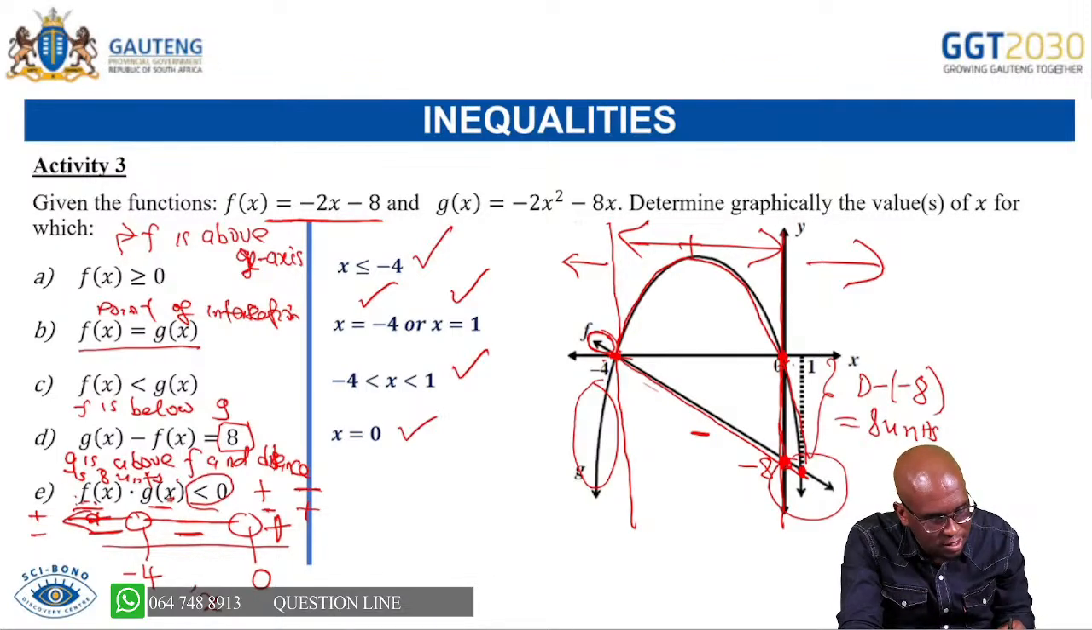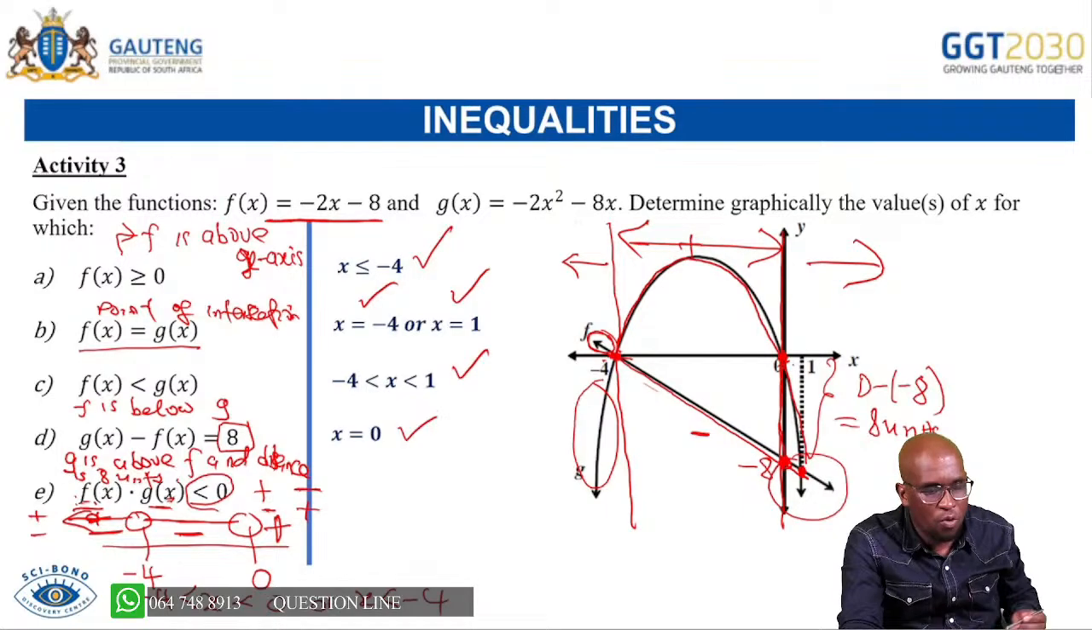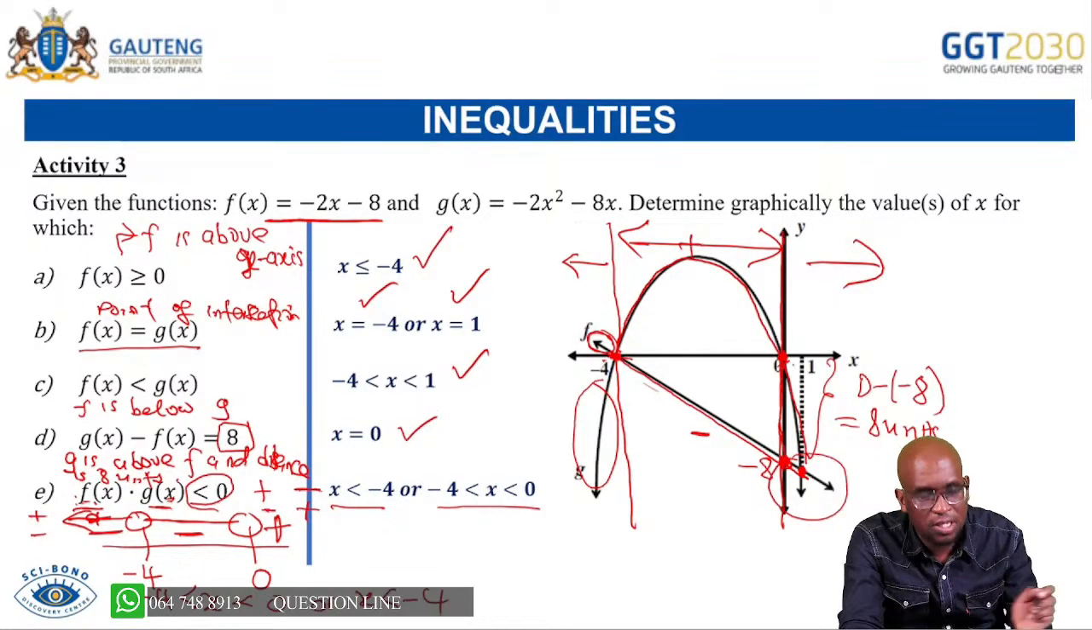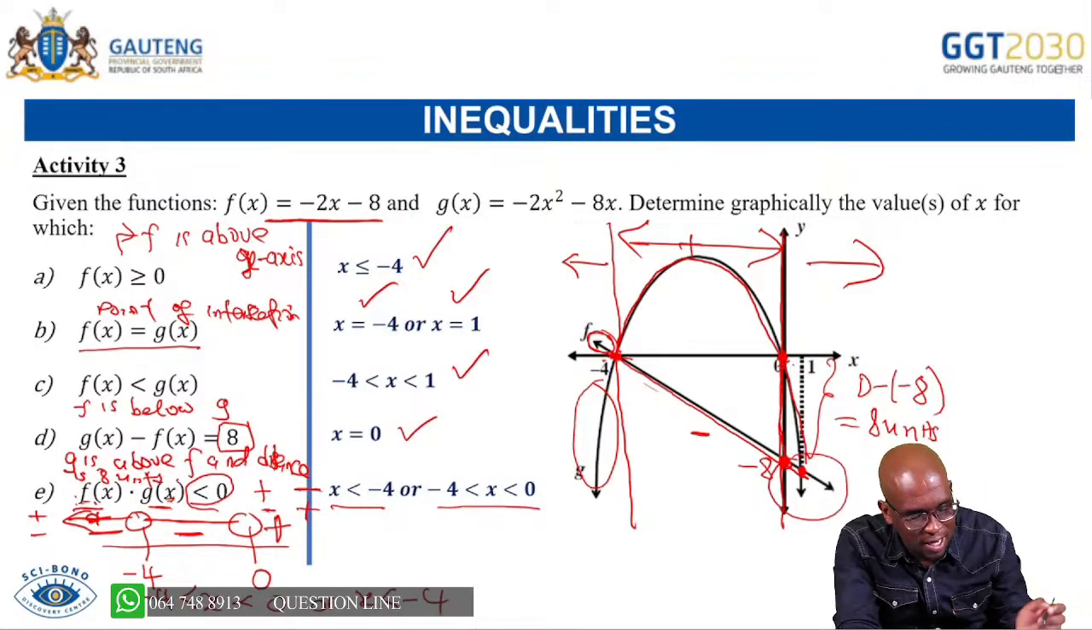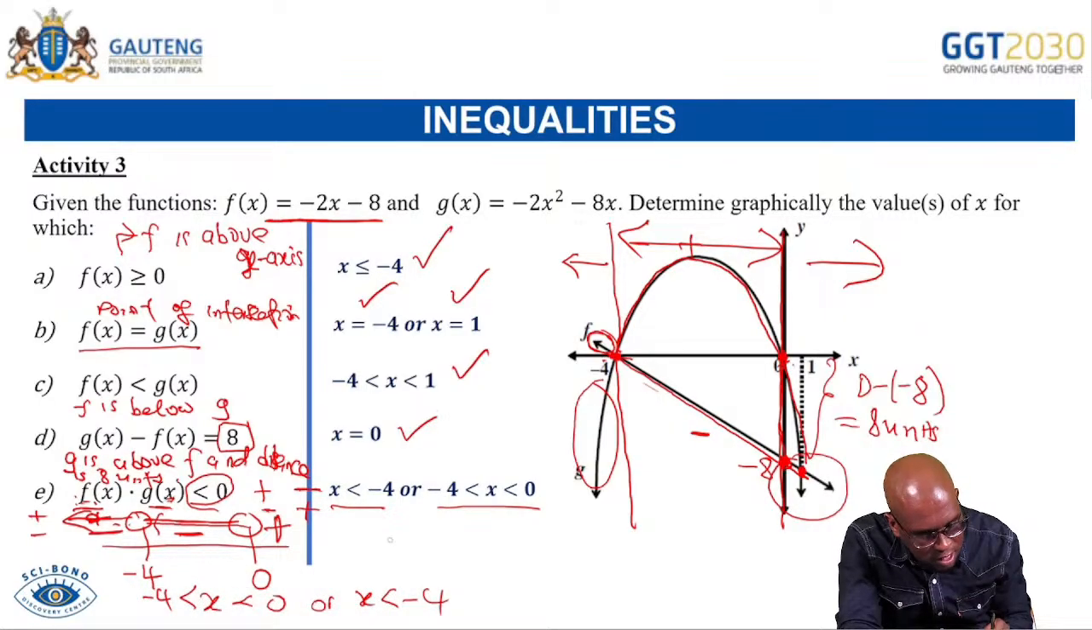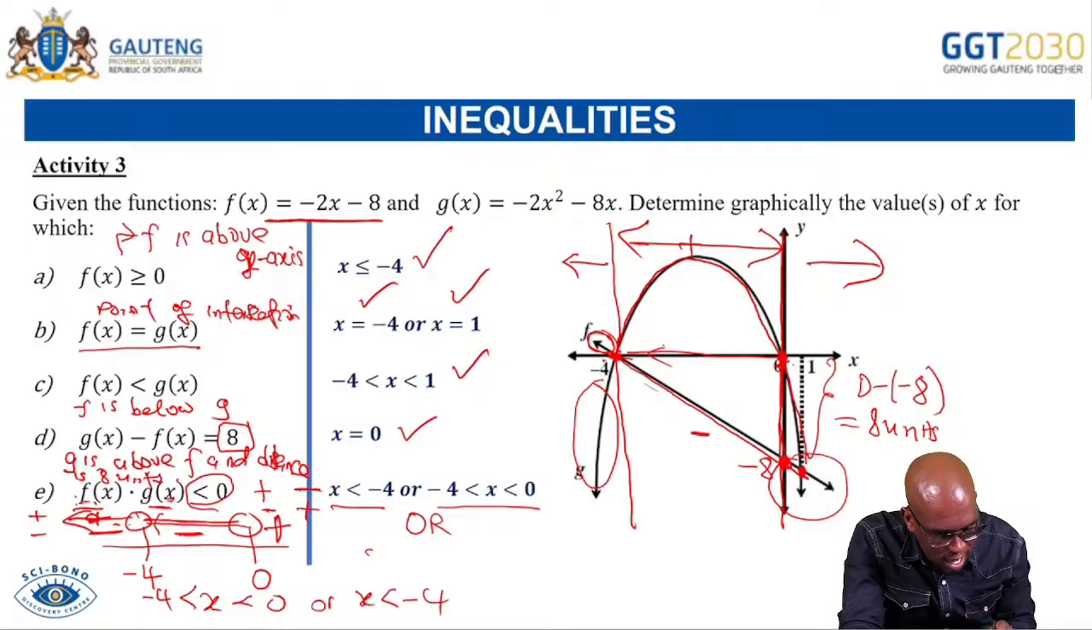So it should be x trapped between -4 and 0, and it should also be when x is less than -4. So that would be the solution: x is less than -4 and x is trapped in between -4 and 0. Alternatively, you can say it goes all the way that way but skips this. The biggest value that you have here is 0. You can say x goes that way, so x is less than 0.